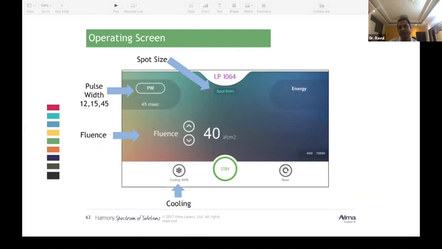So this is the sort of setup that we have. If you look at the left side, it's the pulse width. You need to adjust depending upon the thermal relaxation time, which depends upon the vessel size. Then you have the fluence, which we have already discussed. And the spot size, you can keep 2 to 6 millimeters. And the cooling, you can keep around 75 to 100%.